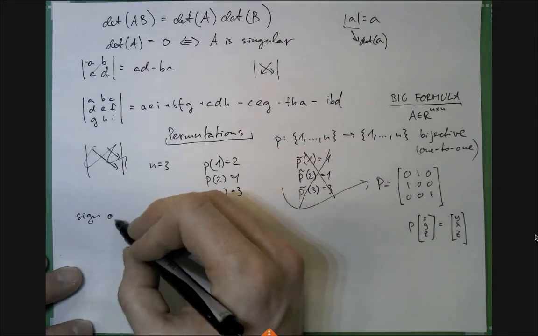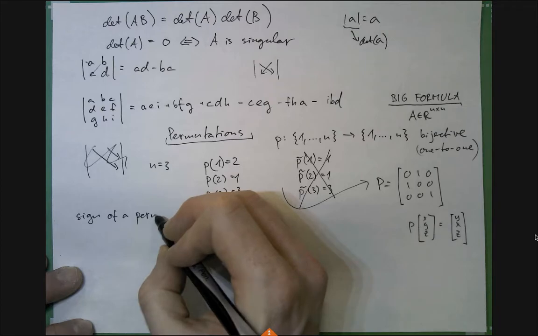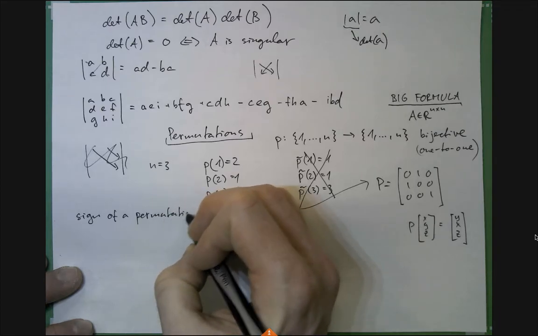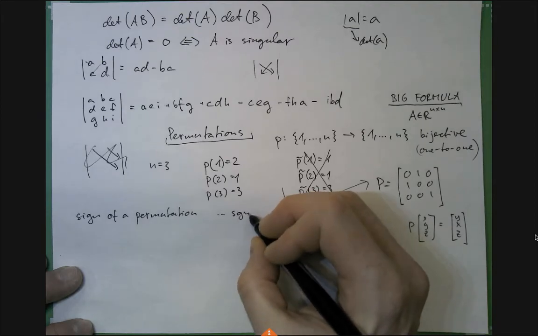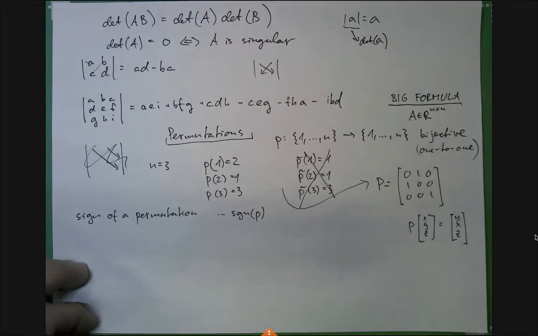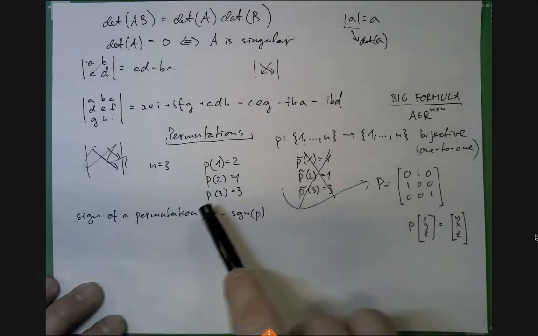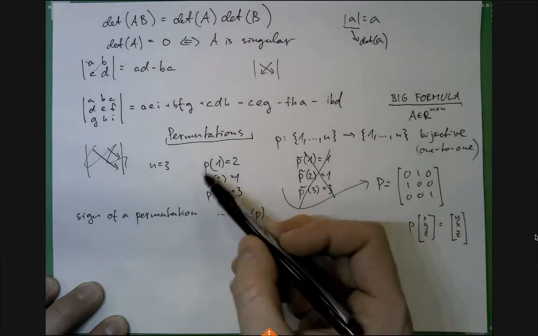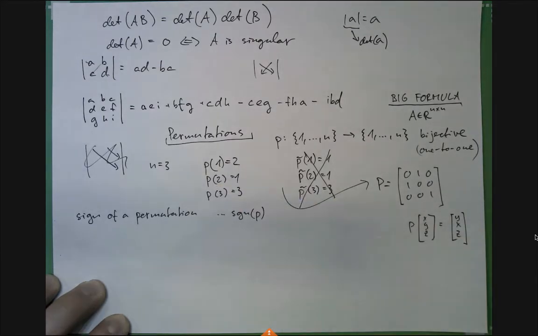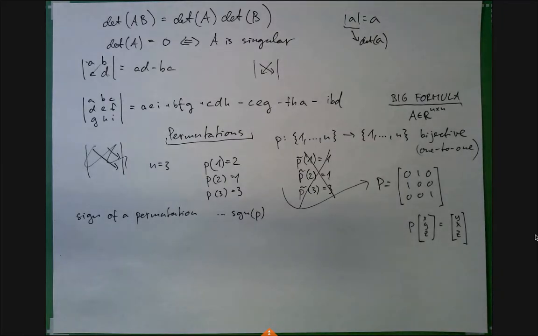Sign of a permutation. Do you know what that is? It's typically called a function like this. I guess I should have started by saying that the identity is also a perfectly valid permutation, right? P1 going to 1, P2 going to 2, P3 going to 3, P4 going to 4, and so on. Identity is perfectly valid. It's a trivial permutation, but it's certainly one to one, right?